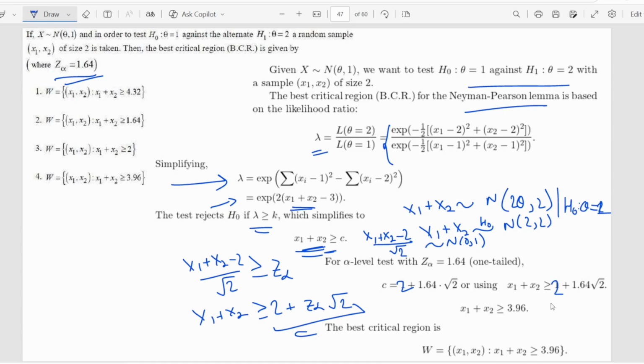This is 2 plus this, and this would be essentially not 3.96, 4.32. Hence, this is the right option.